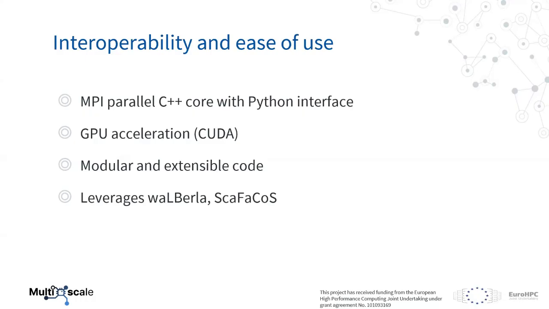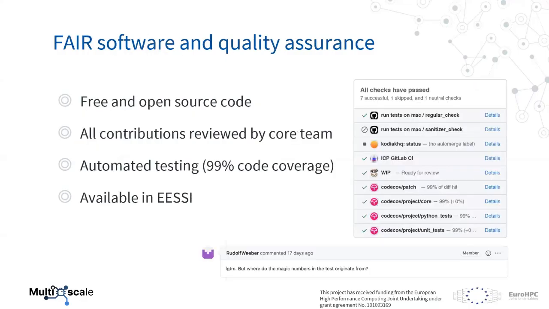ESPResSo always prefers a third-party library over a homegrown feature, and we already leverage Walberla and ScaFaCoS, and we plan to add many more libraries in the course of the MultiXScale consortium. We try to be fair, so the code is easy to reuse in a different context. We always invite people to contribute their code back to us or in a third-party library.